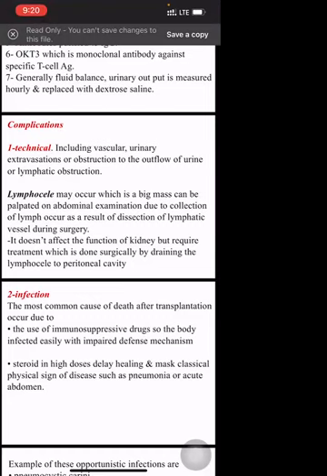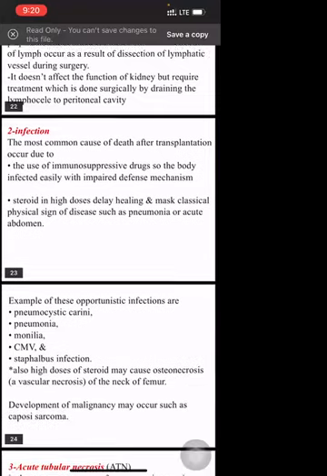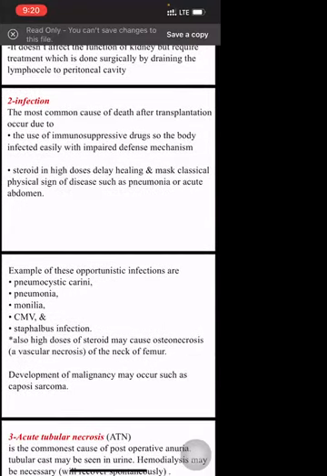So the first complication is technical, vascular, or ureteric problem, and also sometimes we have lymphocele accumulation of lymph around the transplanted kidney. Two, infection. The most common cause of death after transplantation occurred due to the use of immunosuppressive drug, so the body is infected easily with impaired defense mechanism. Steroid in high dose delays healing and masks classical physical signs of disease, such as pneumonia or acute abdomen.